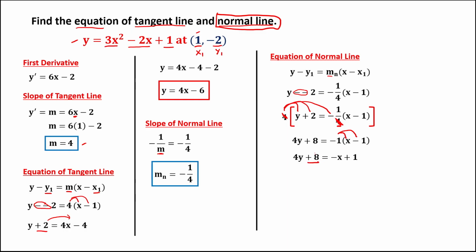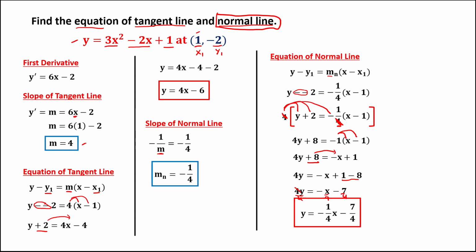Then we need to transpose this positive 8 to the other side. So we have 4y equals negative 1 plus 1. Then this becomes negative 8. Then to simplify, 4y equals negative x, and this is negative 7. Then we need to divide every term by this denominator. So y equals negative 1 over 4 x minus 7 over 4. So this is now the equation of the normal line.